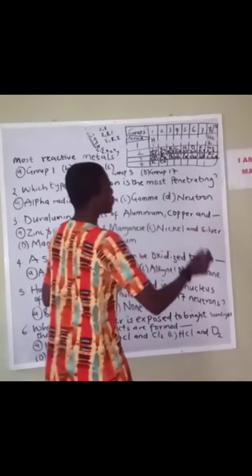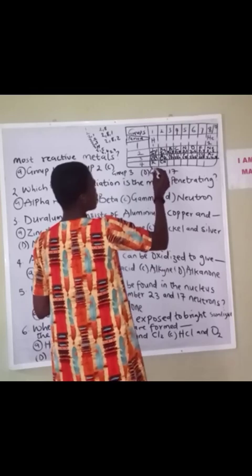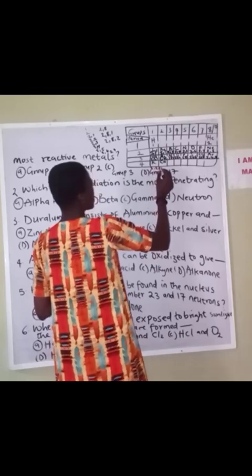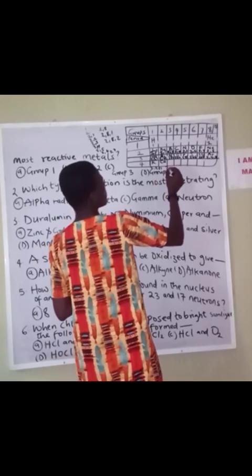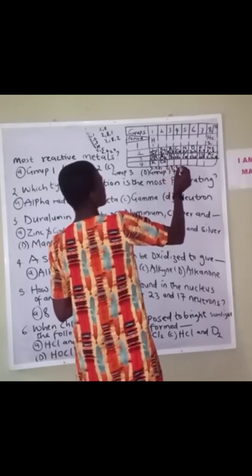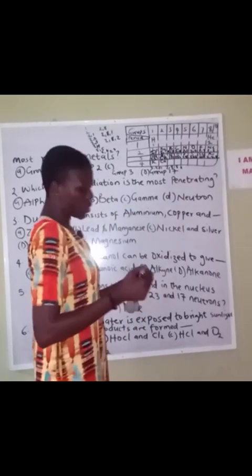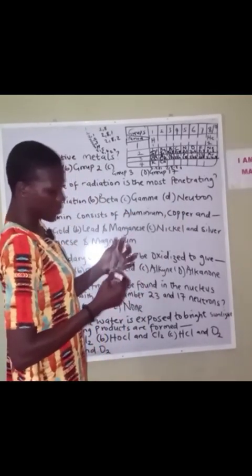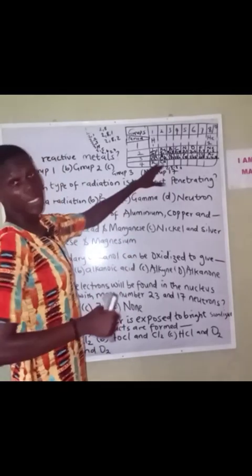Okay, this is the octet now, so we now write here 2 8 8 1. Then for calcium we have 2 8 8 2. Now if you add it together, it's going to give you 20. So this is for the first 20 elements.